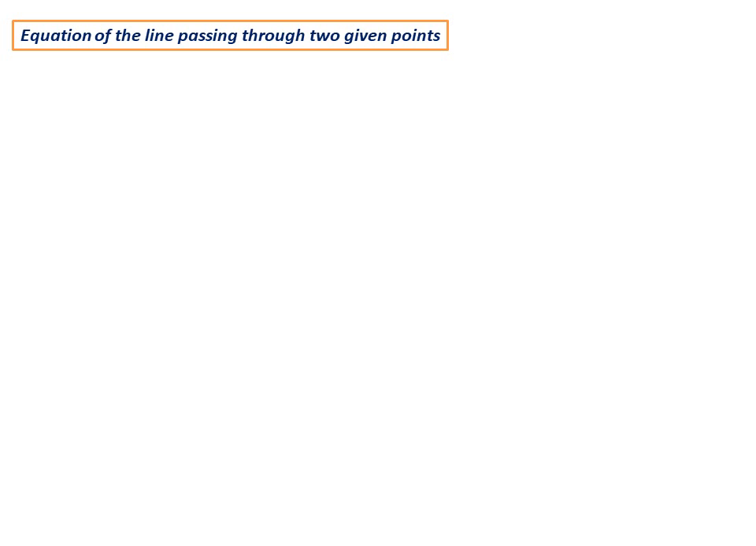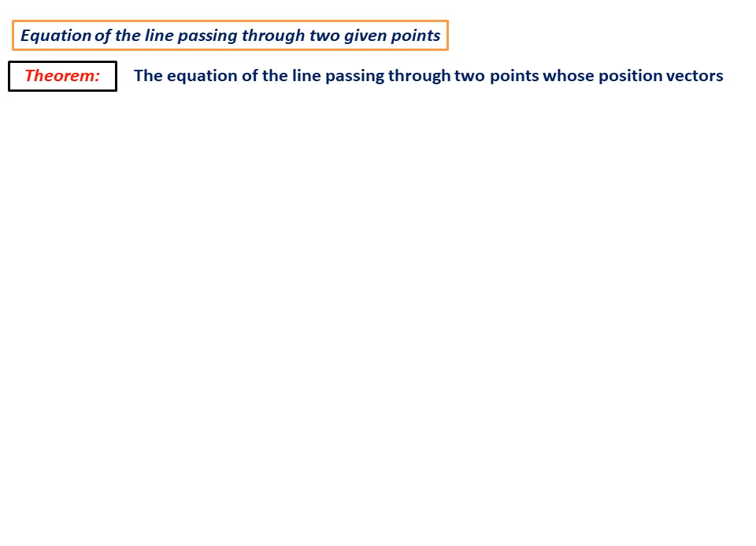Second one is now the equation of the line passing through two given points. So this also can be taken as a theorem. The equation of the line passing through two points whose position vectors are a and b is given by r equal to a plus lambda times vector b minus vector a.